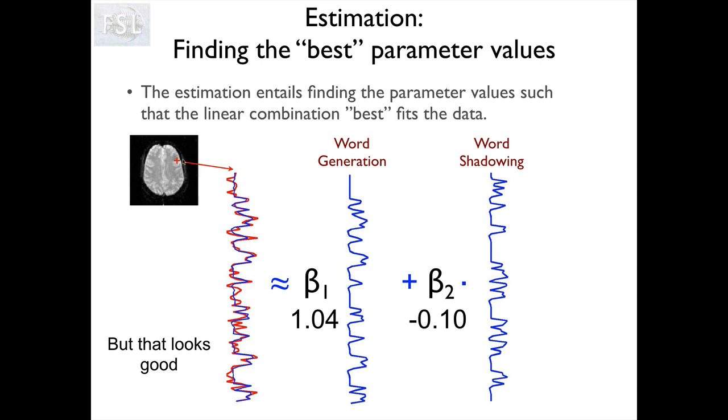So this voxel here has this time series, and we can see that the best parameter estimate is that beta 1 is 1.04, beta 2 is essentially 0, and what that tells us is that this voxel is obviously interested in word generation, but not so much in word shadowing, actually probably not at all in word shadowing.